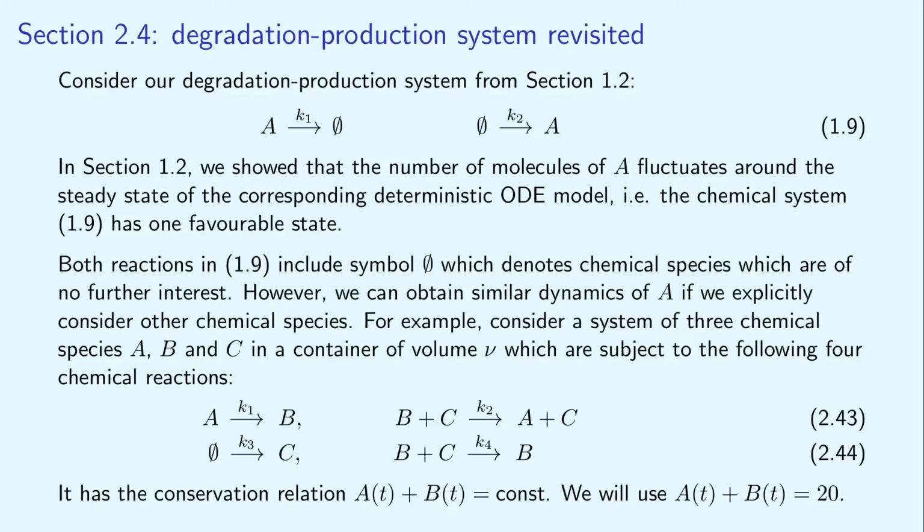Therefore, our initial condition will determine what this constant is. In particular, the number of molecules of A must always be less or equal to this constant. Therefore, these two systems cannot have exactly the same dynamics because A has been Poisson distributed in my original degradation production system. And so A can take arbitrarily large values with a very small probability. In my simulations, I will choose this constant to be 20. So A plus B is 20.